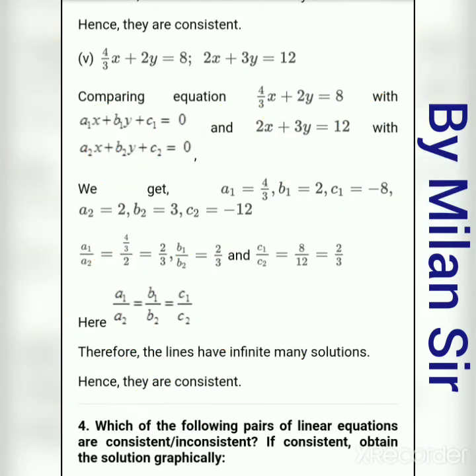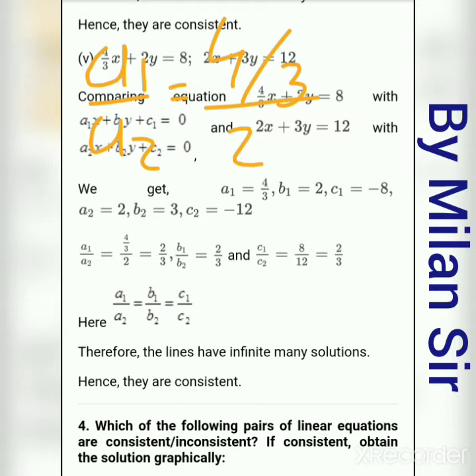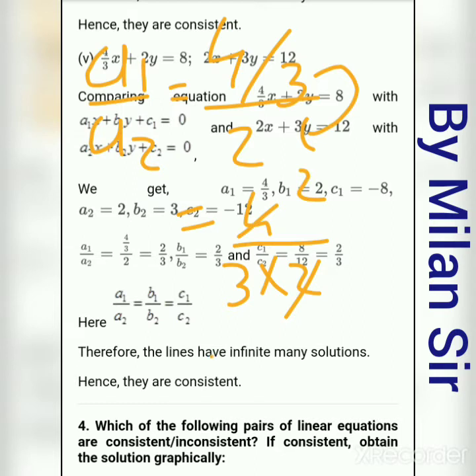Okay, so here we get all the 6 values: a1, b1, c1, a2, b2, c2. So first of all, find out a1 upon a2. Now a1 is 4/3 upon a2, which is 2. Now this denominator goes to the denominator, so 4 upon 3 multiplied by 2. Here 2 2s are 4, right? So finally we get 2/3. a1 upon a2 is equal to 2/3.